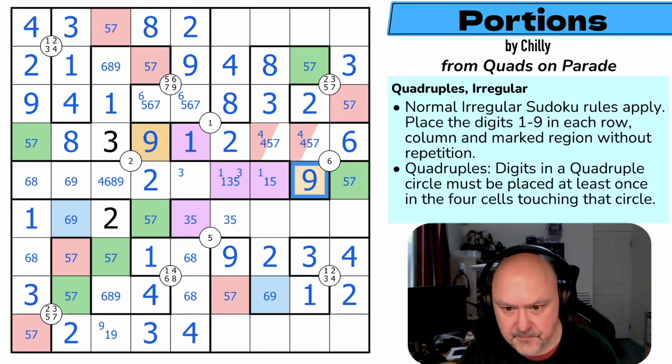Orange is 9, and I can get rid of the orange colouring. The 6 takes 6 out of there. That's the 6. This is the green 5, 7 because it's in the same region as a red 5, 7. So this is 3, 5, or 7.